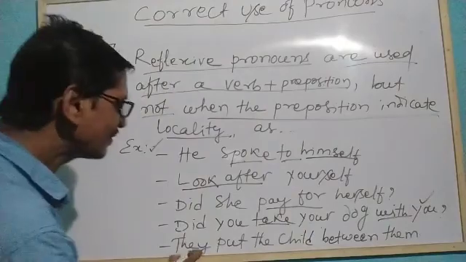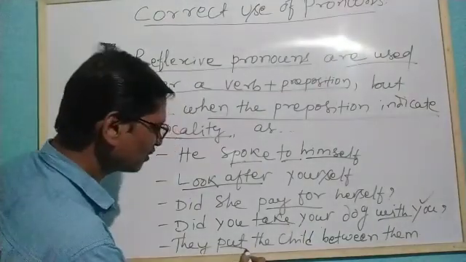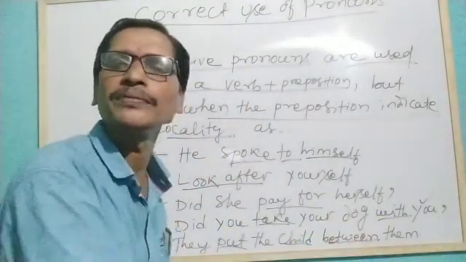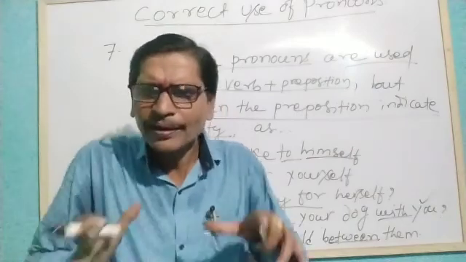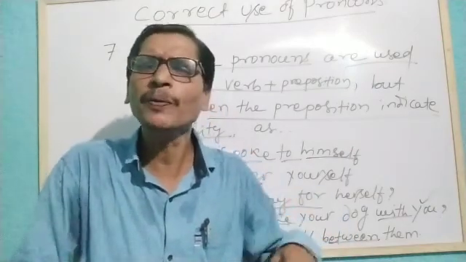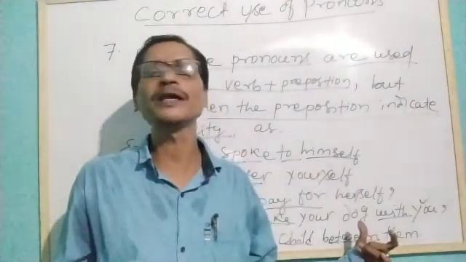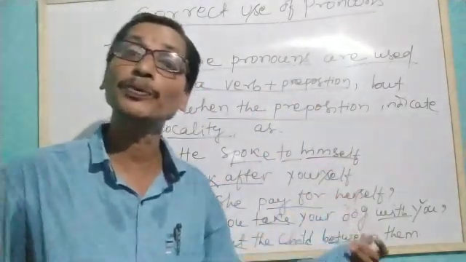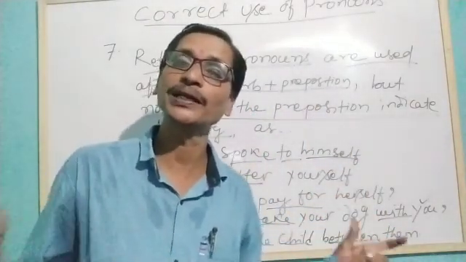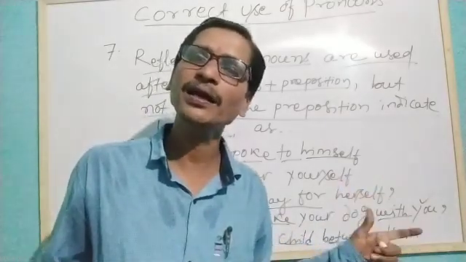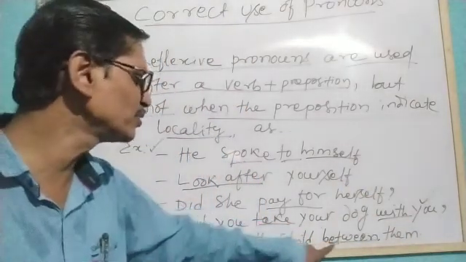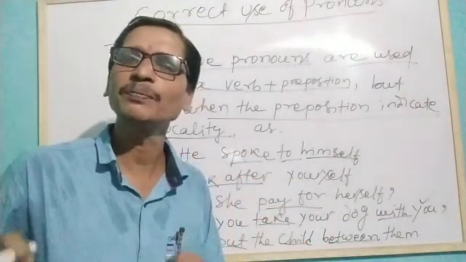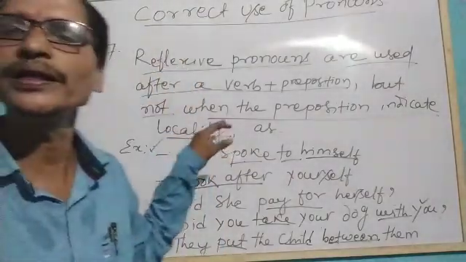Let's see. They put the child between them. That means it is talking about a location. Between them is a position. So here we cannot use the reflexive. We cannot use themselves in accordance with this rule. If we use this reflexive form, it is grammatically incorrect. Therefore, since it is talking about the locality, a certain location or position or point, we cannot use the reflexive form.